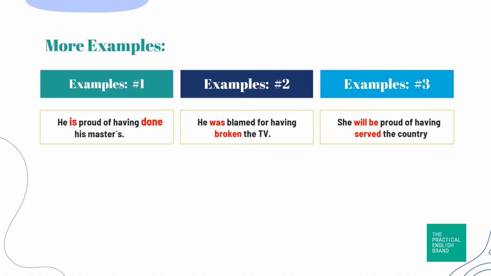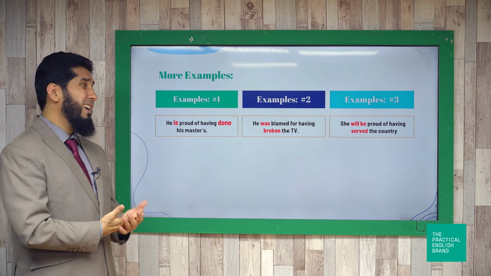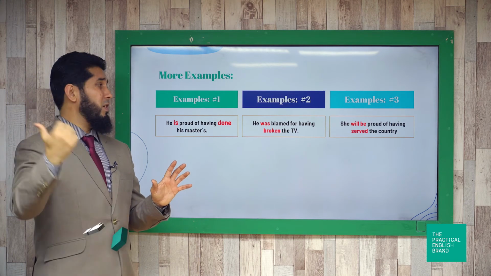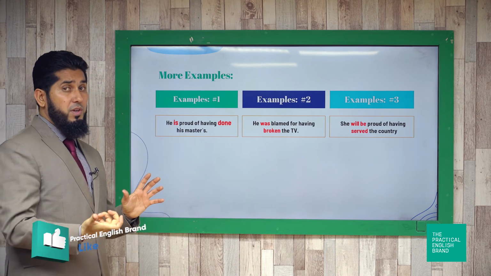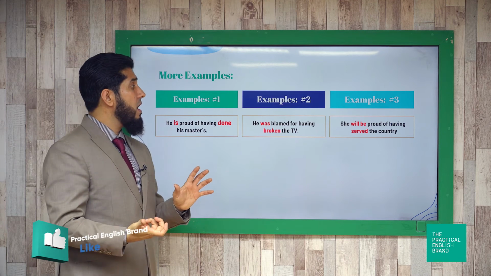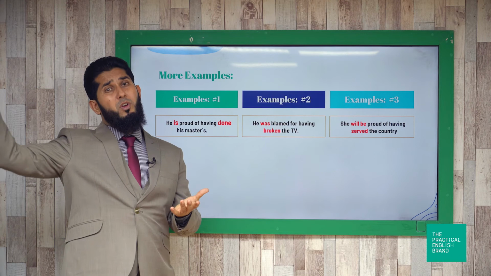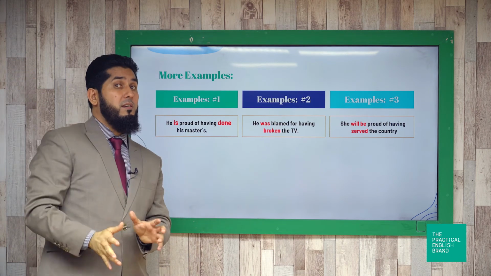Look at the second example. He was blamed for having broken the TV. He was blamed for having broken the TV. Keep in mind that's something in the past. He was blamed in the past, at a specific time in the past. But the concept over here is that he was blamed that he had broken something, the TV, earlier than that. That's the concept, that's the idea.